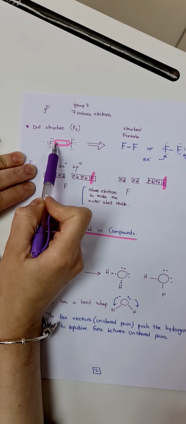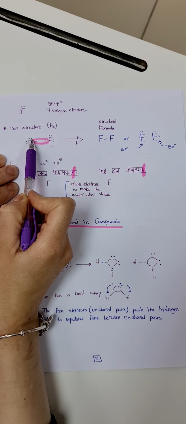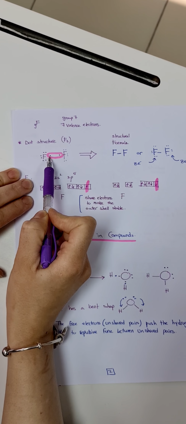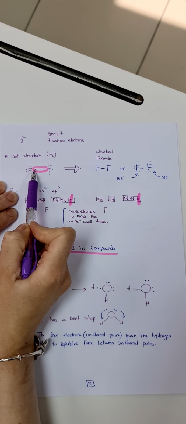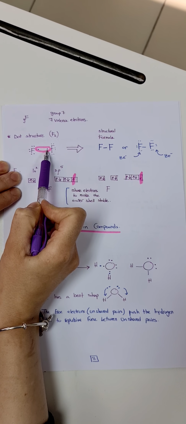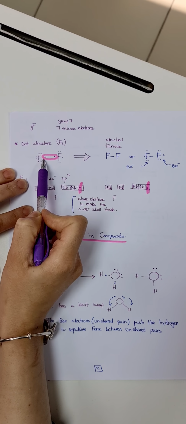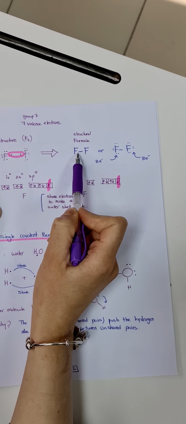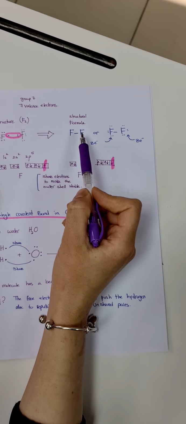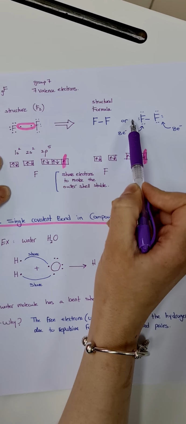The free electrons are 1 and 1. I can't share the pairs. I should share the free electrons only. So here I have a free electron, and here I have a free electron, unpaired electrons, so they will share together to form this structural formula. We can do it like this, or we can add the extra dots.